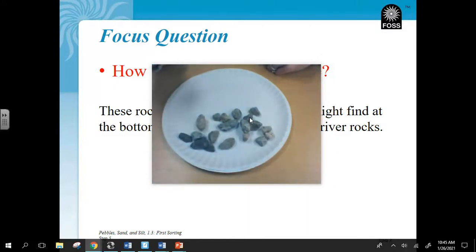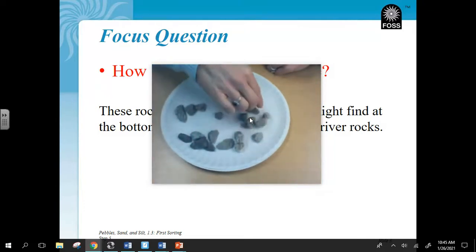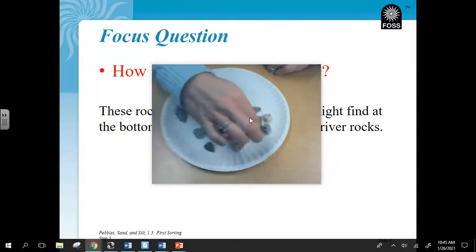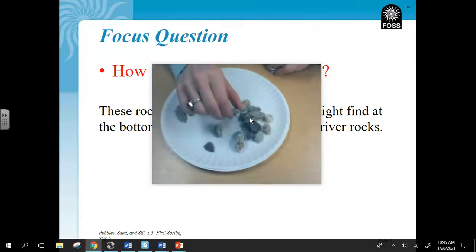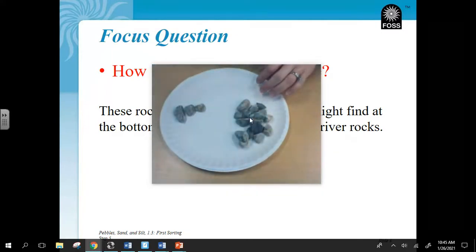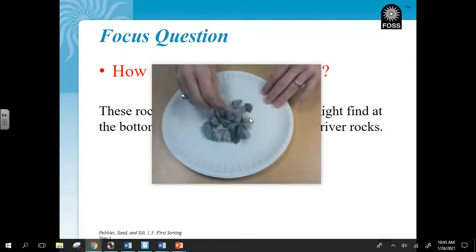So this time, I think I will sort those that have striped patterns. So this one has got stripes, and these do not. I don't think any of these do. Those are more solid colored. So those are more spotted. So I'm going to have stripes and no stripes. So that's another way I could sort. Okay, I'm going to put them back together.